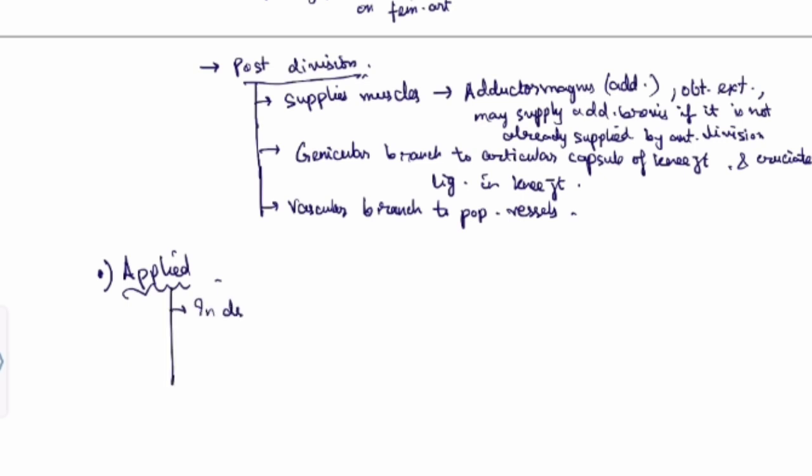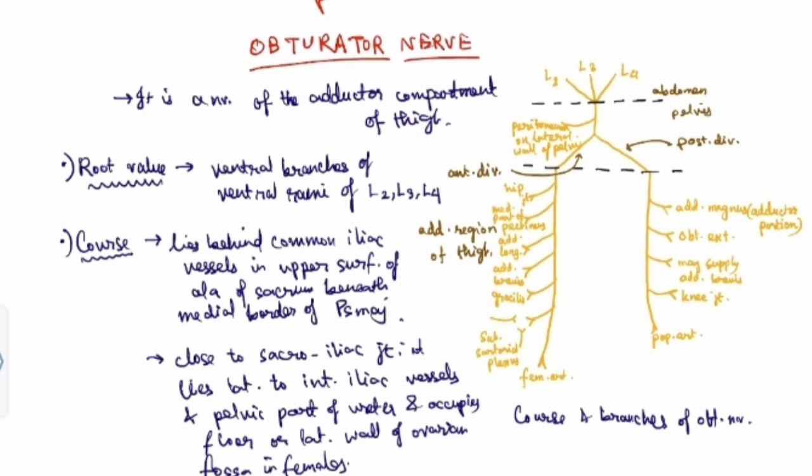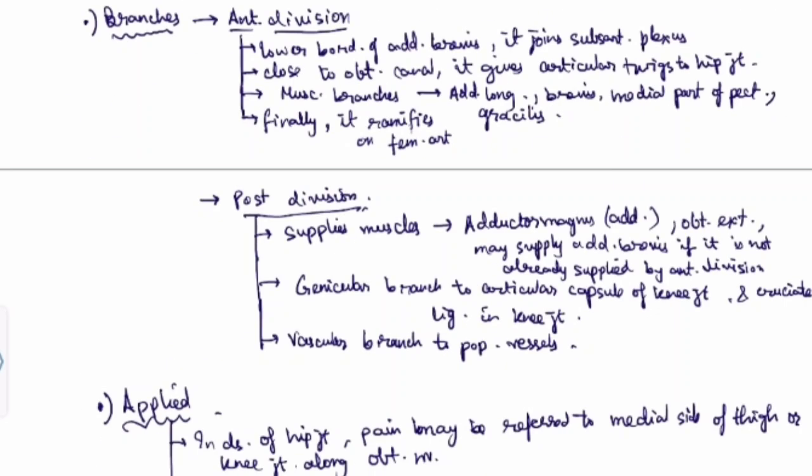So, see the interesting part. In diseases of hip joint, pain may be referred to medial side of thigh or knee joint along obturator nerve, because you can see obturator nerve supplies the hip joint, also the knee joint. So pain of the hip joint can be referred to the knee joint.